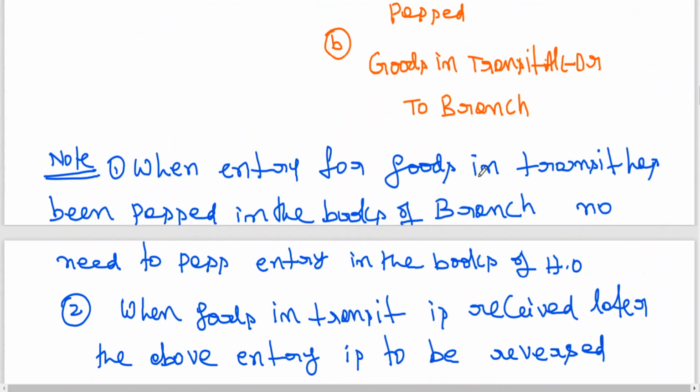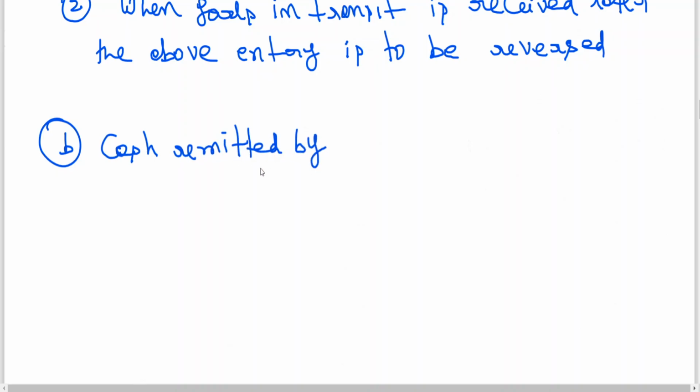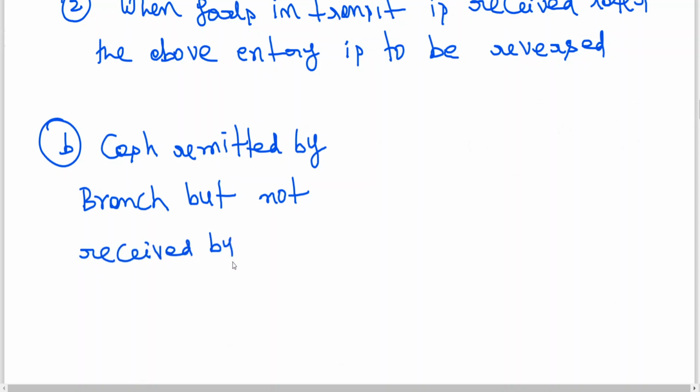Now, the second transit item: cash remitted by branch, but not received by head office.